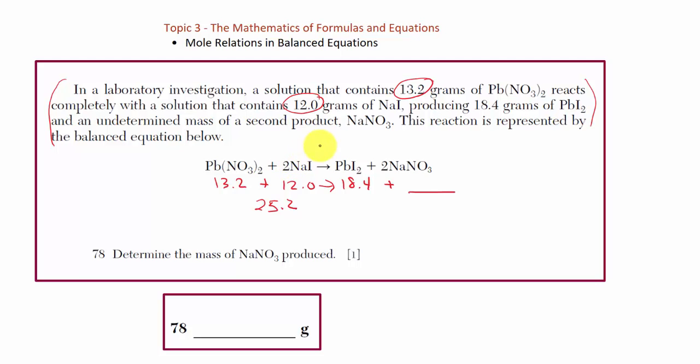Conservation of mass tells us that that 25.2 grams is still going to be in the container, and you are told that 18.4 grams of that is in the form of lead iodide. So the remaining mass has to bring us all the way up to 25.2. So if we solve for x in this equation, we just have to subtract the 18.4 from the 25.2, and you'll get 6.8 grams, and that is the answer.